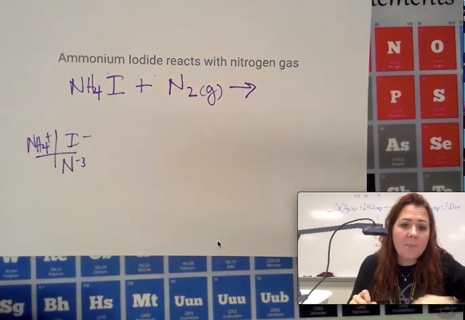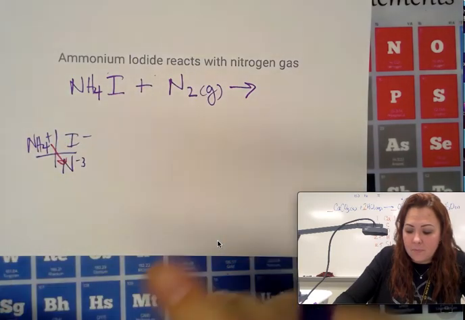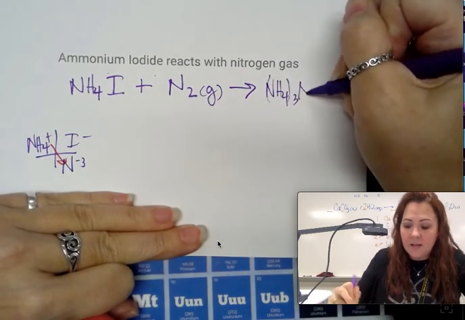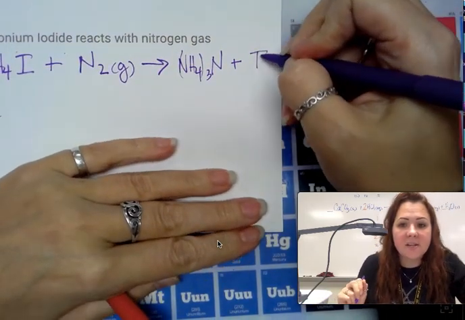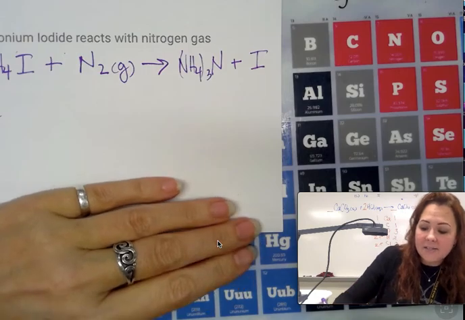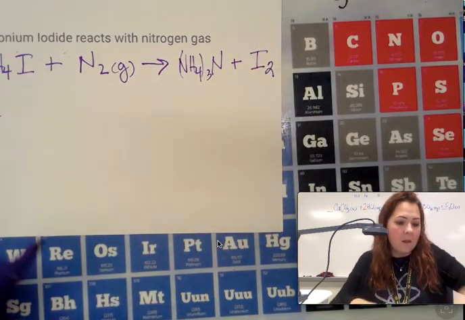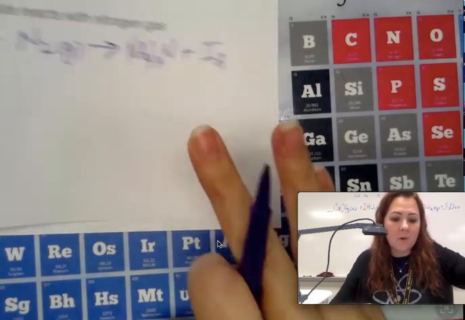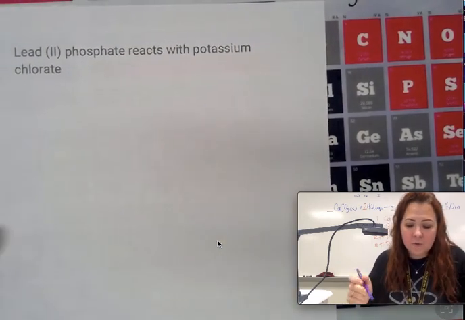So when I go to swap and drop here, my ammonium is going to pair up with my nitrogen. So (NH4)3N, plus my iodine is all by itself. So it just gets an I. Iodine is in Brinkelhoff, so it gets a 2. Two more, and then I'll be totally done with this. Oh, one more. Sorry, one more. I lied. This one says lead 2 phosphate.